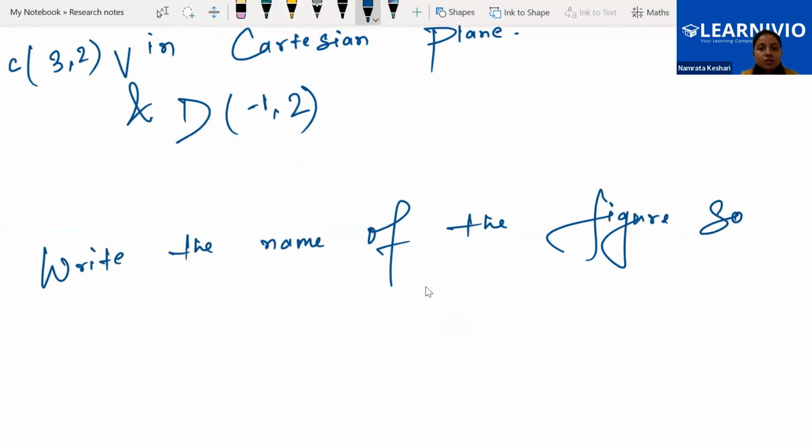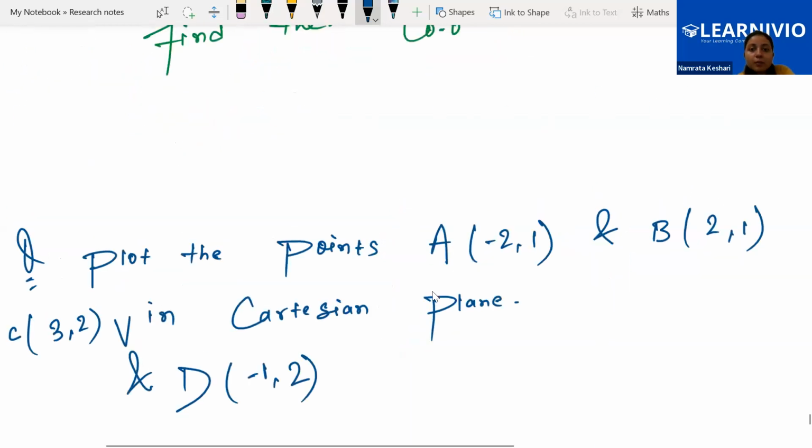Form, write the name of the figure. That means we have to locate the points and then join all the points. After joining all the points, we will be able to generate a figure. That figure's name we have to identify. Does it look like a square, rectangle, triangle, or any other geometrical shape which we are already aware of?